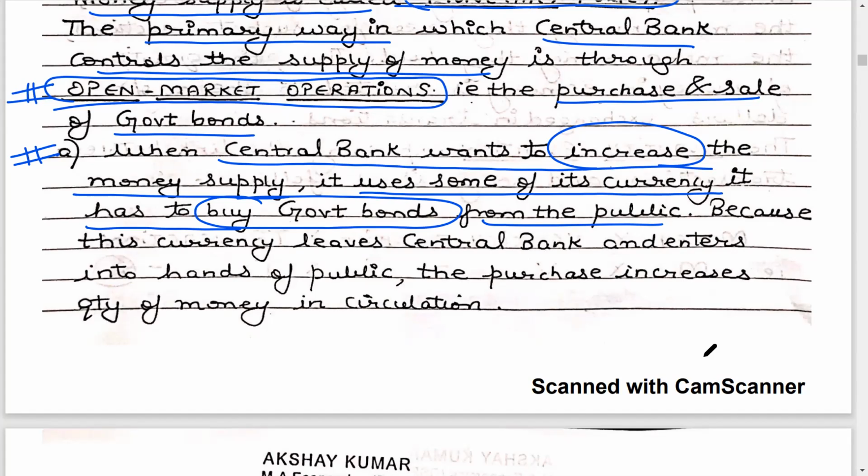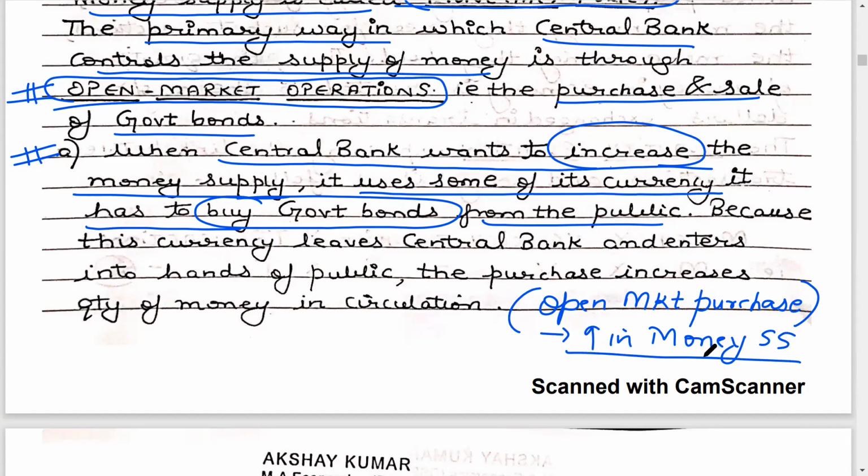So when central banks buy government bonds from commercial banks and print an equivalent amount of money and give it to the commercial banks, which further goes in circulation among the public, such a policy is called open market purchase. And this causes an increase in money supply. Because when the central bank is buying government bonds, it is printing an equivalent amount of money and giving it to the commercial banks, which further goes in circulation among the public, causing the money supply to rise.